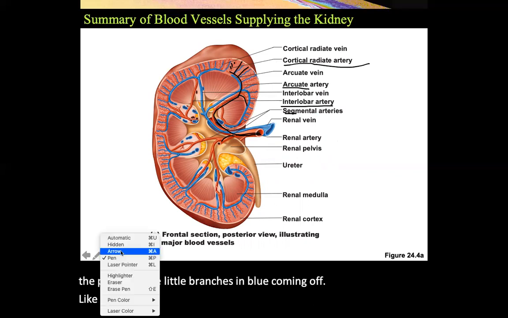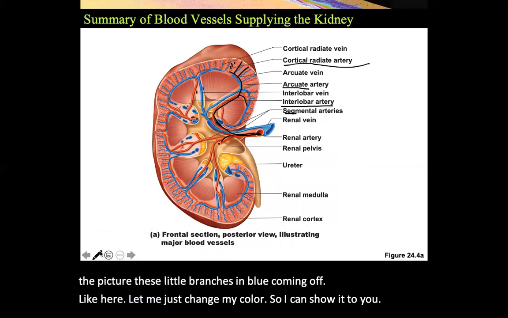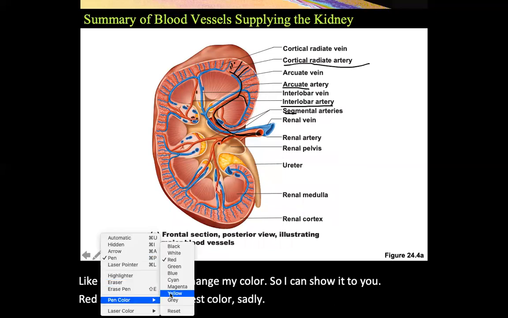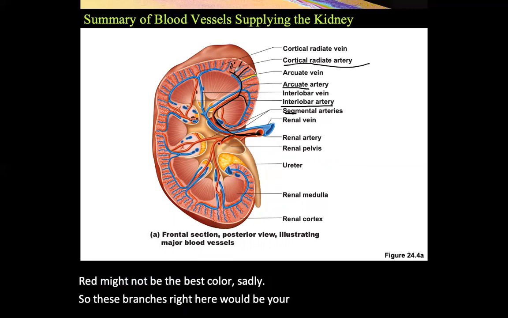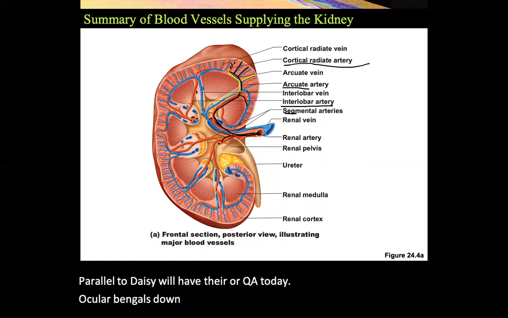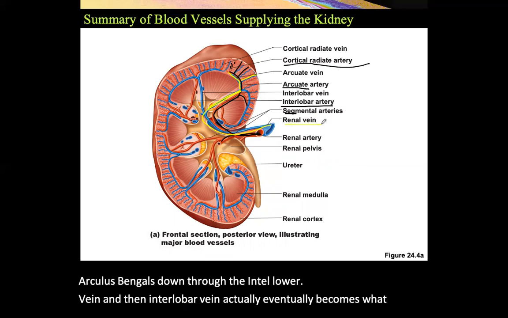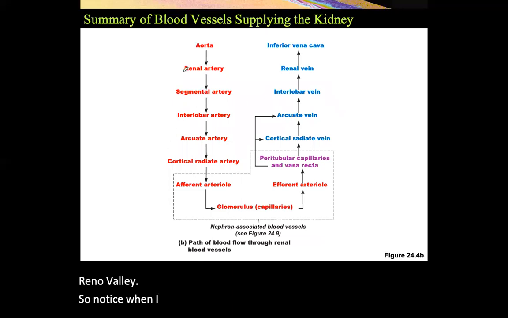Let me just change my color so I can show it to you. Red might not be the best color. Sorry. So these branches right here would be your cortical radiate vein. Parallel to these, you will have the arcuate vein. Arcuate vein goes down through the interlobar vein, and then interlobar vein eventually becomes what? Your renal vein.